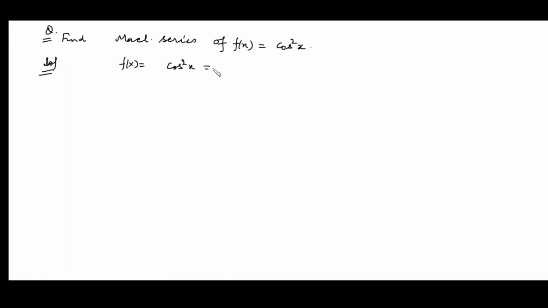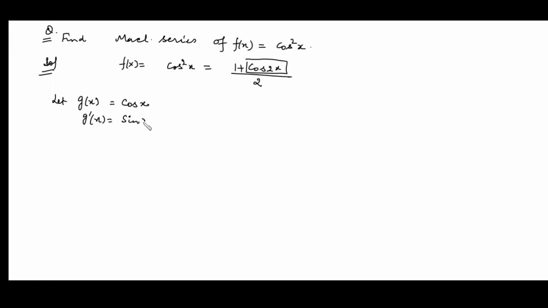Now just see one more example. Find out the Maclaurin series of f(x) is equal to cos square x. Now here our f(x) is cos square x, which can be written as 1 plus cos 2x by 2. So we can consider this to be a function. So let g(x) be cos x. We can find out the Maclaurin series for cos x.